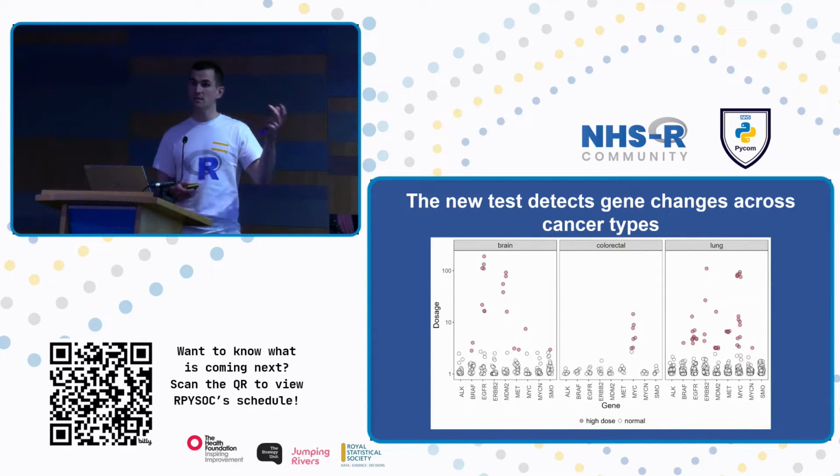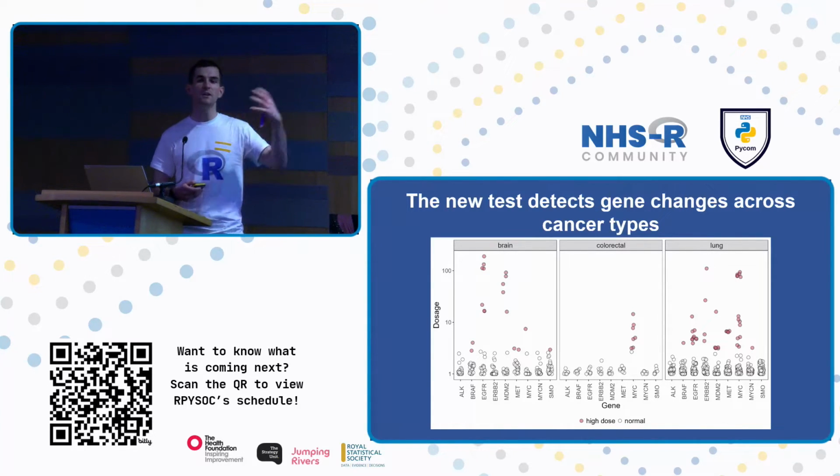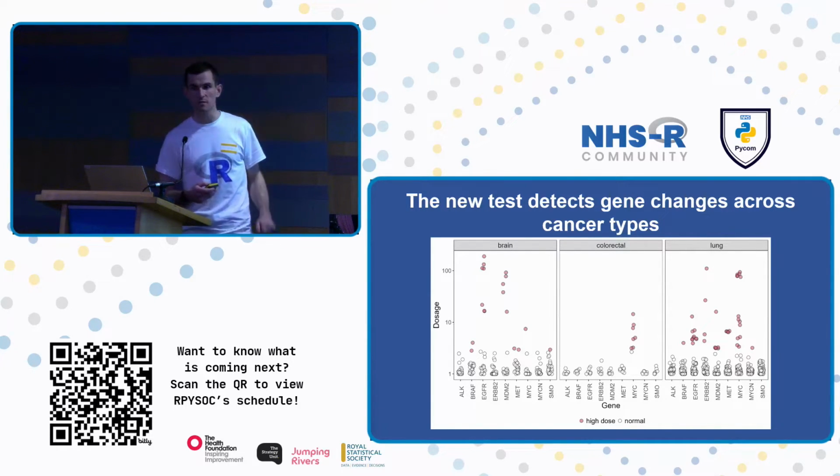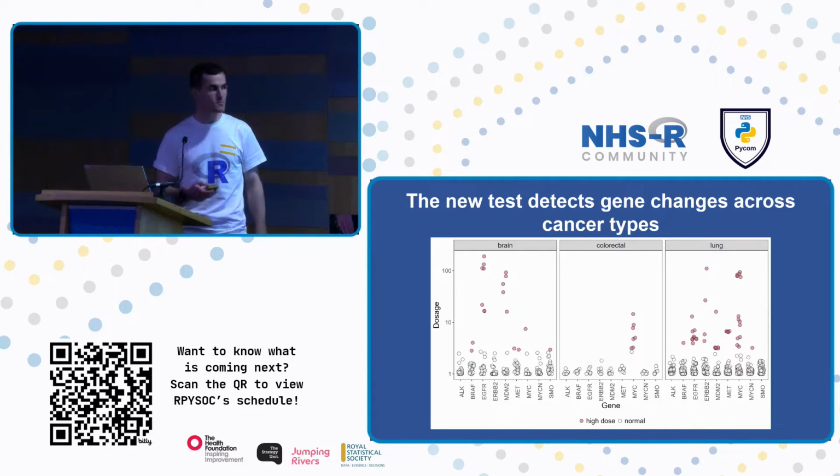And Alice, the patient I mentioned on the first slide, her gene was a gene called MYCN, you can see there. So that's not her data, but that's the type of cancer change that we were detecting. So this looked really good. Our new test can detect different gene changes in different cancer types.